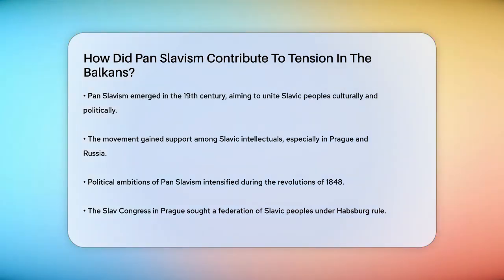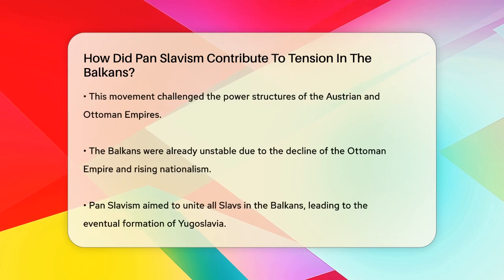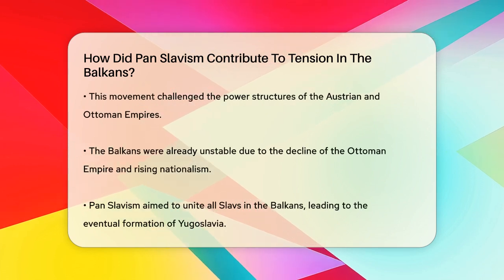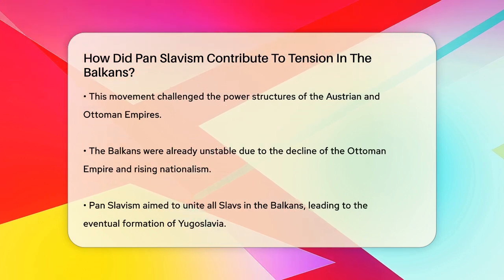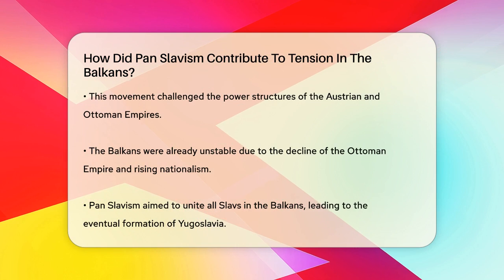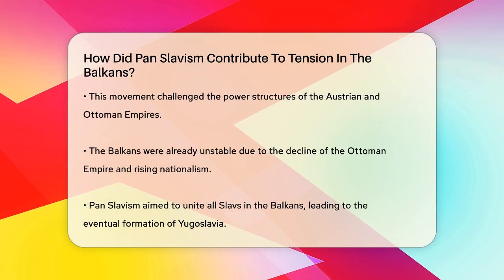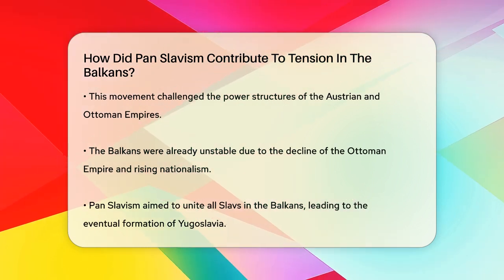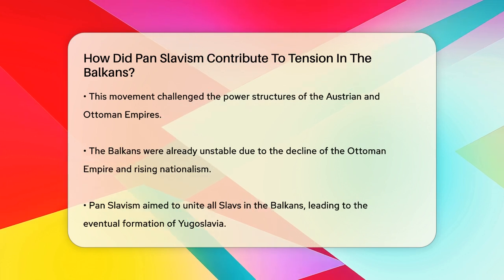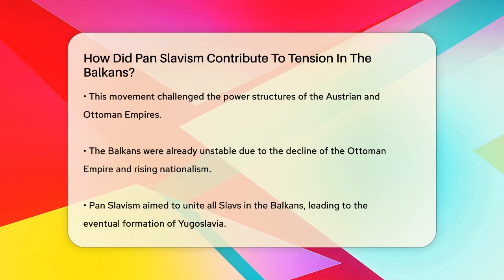The Slav Congress in Prague, convened by František Palacký, aimed to push for a federation of equal peoples under the Habsburg rule, which was a direct challenge to the existing power structures of the Austrian Empire and the Ottoman Empire. The Balkans, a region already volatile due to the collapse of the Ottoman Empire and the rise of nationalism, became a hotbed for these tensions.